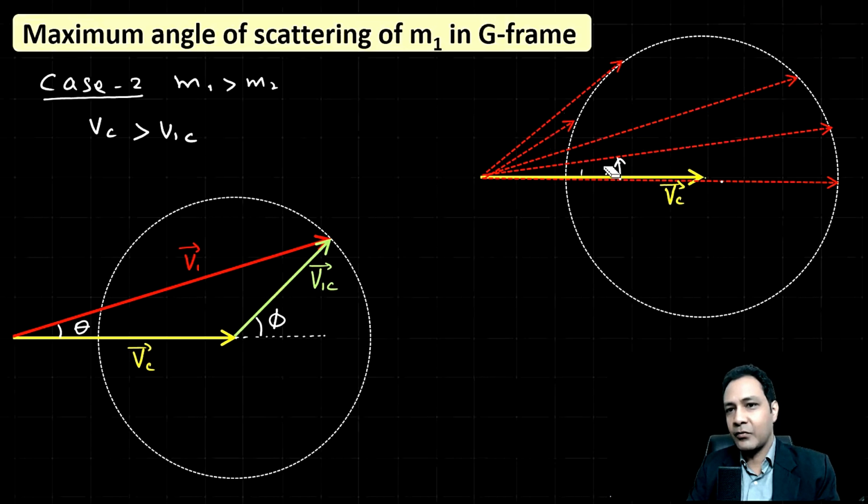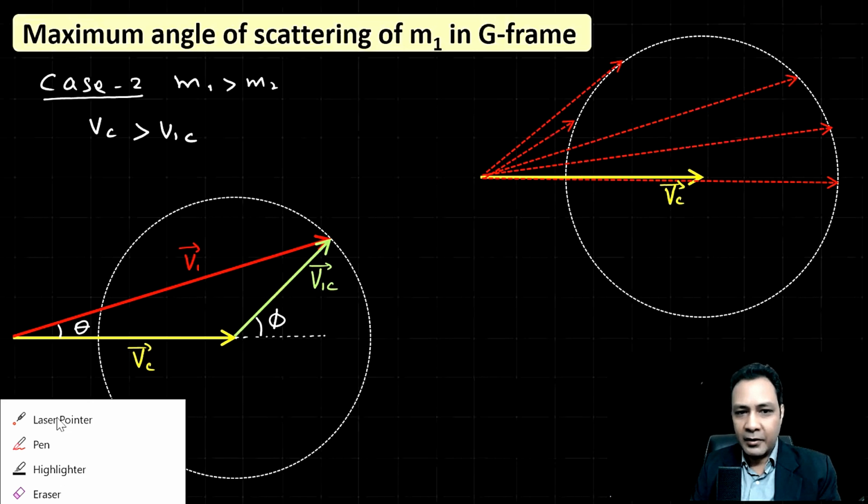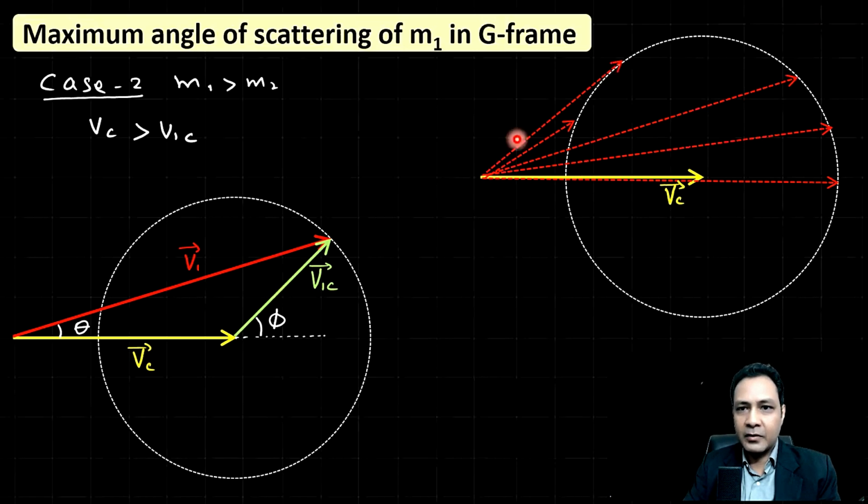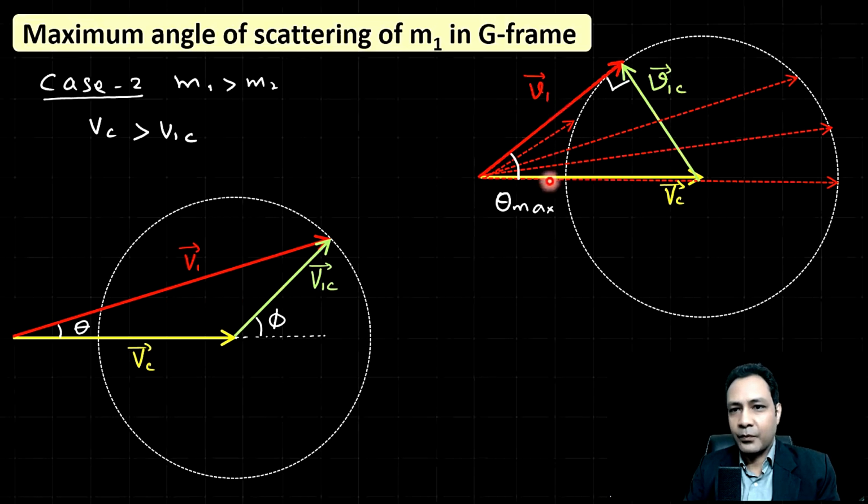So what can we infer? At which position is the angle of scattering maximum? Isn't it clear that the scattering is maximum when this vector is tangent to the circle? Because otherwise, if it is not tangent, all the orientations would be within that line. So the angle of scattering would be maximum when the V1 vector is tangent to the circle, like this. This is the V1 vector, this is the V1C vector, and if this is a tangent, this angle will be 90 degrees. This is the VC vector, and this is theta max.